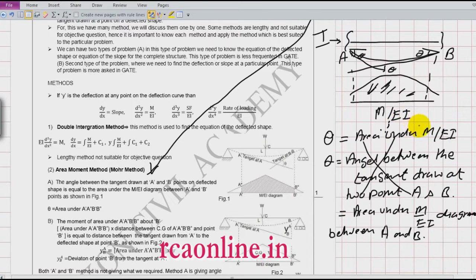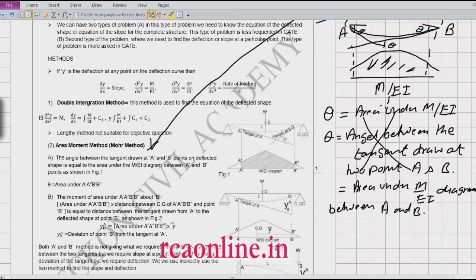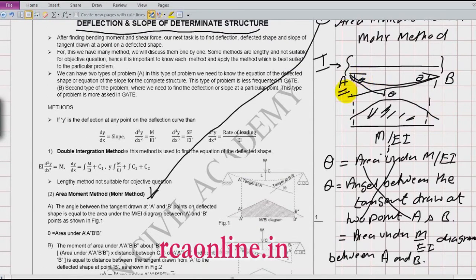The first Moore theorem never gives a direct formula to find the slope at any point, in fact. We will use that theorem in some way or other to find the slope. Clear? How? Let us discuss that now. What I will be doing is this: if I want the slope of the tangent at point A, then my B point should be such that the tangent drawn at B is horizontal.